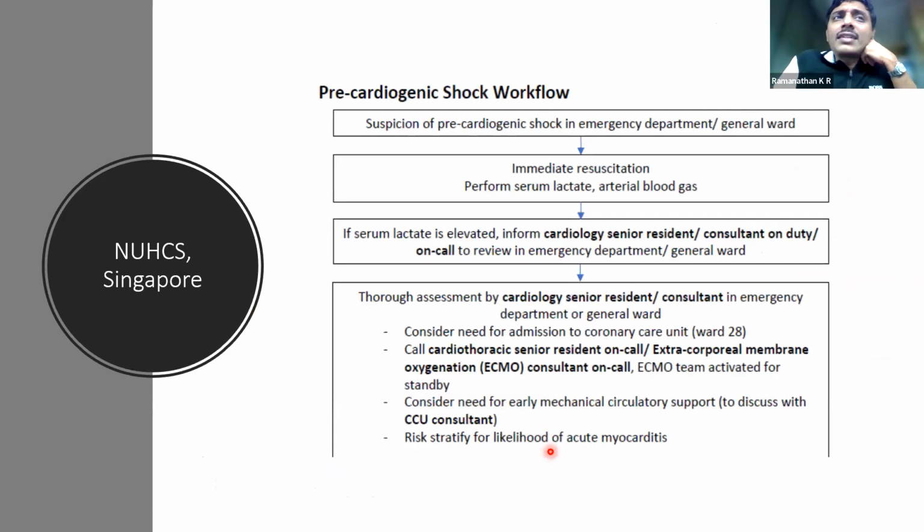Now at our heart center here, we do have a cardiogenic shock team. Our team identifies the patient in the ED. Of course, it's led by the cardiology senior resident or the consultant who sees the patient in the ED and classifies them as having pre-cardiogenic shock or cardiogenic shock. So that's the first differentiation we get to do.